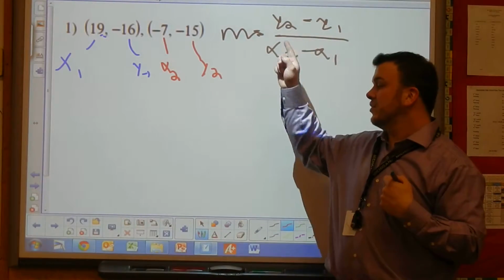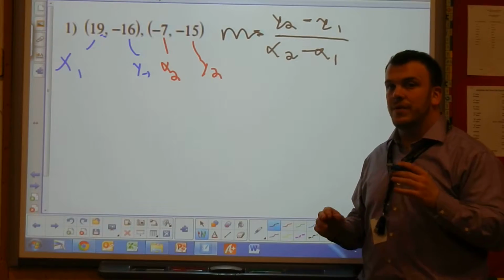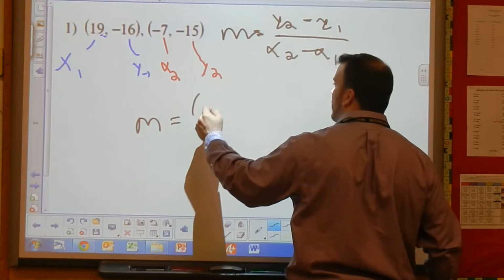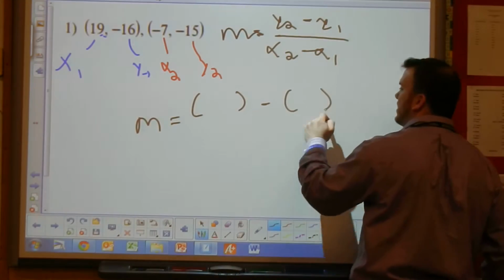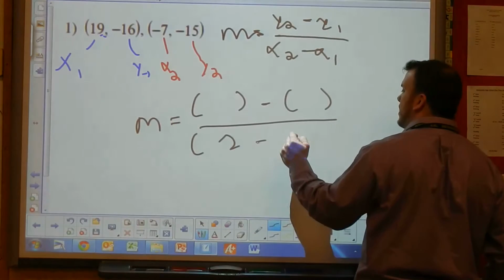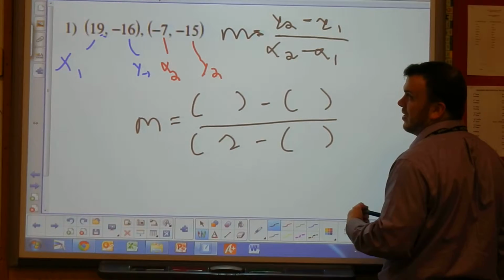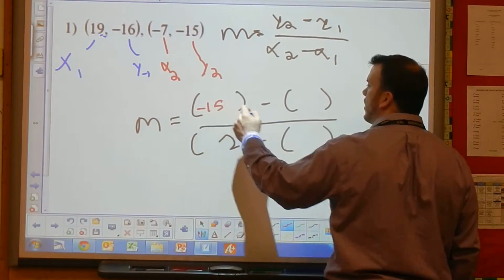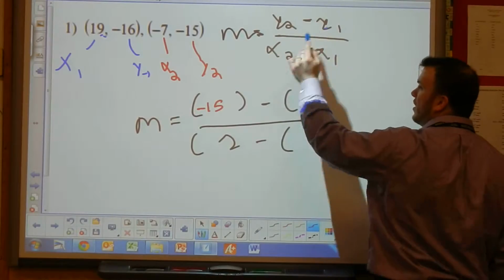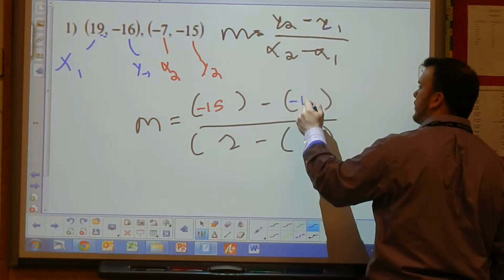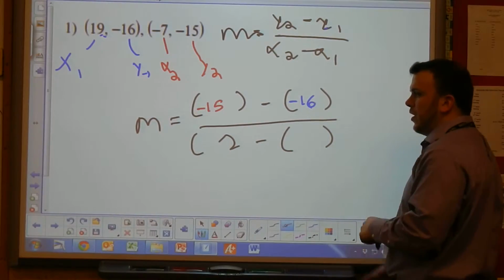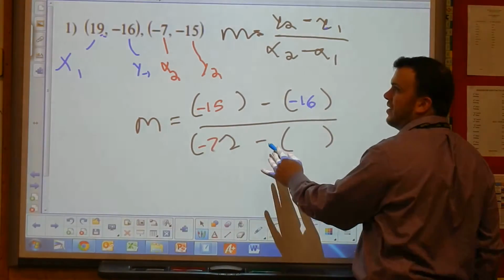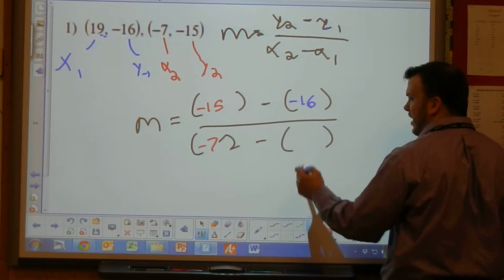Now we can go ahead and plug these into our whole formula. Now when we plug them into our formula, remember plugging in or substituting, we must always use parentheses. So the whole time we're going to use parentheses minus parentheses over parentheses minus parentheses. And I can plug things in. So my y2 was negative 15 minus my y1, which is negative 16. From there, it's all being divided by x2, which is negative 7, minus my x1, which is 19.